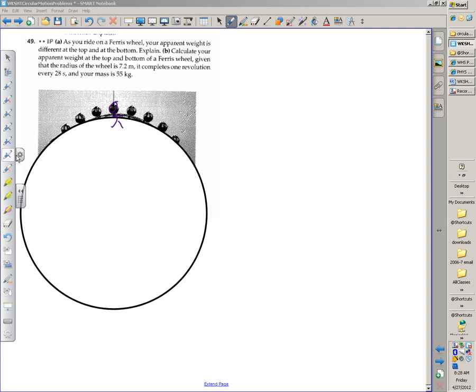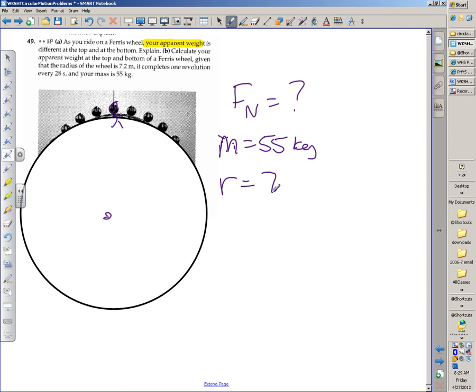Here's the center of the circle, right? So there has to be a force that points towards the center. If we start late, well, first let's do this. Sorry. Apparent weight means in this part here, what are we still looking for? We're still looking for F of n, right? Okay. The information that we have is still the same. Mass of 55, radius of 7.2, and then we just figured out that V was equal to 1.62, so we can save that step and just use the information from the last time.